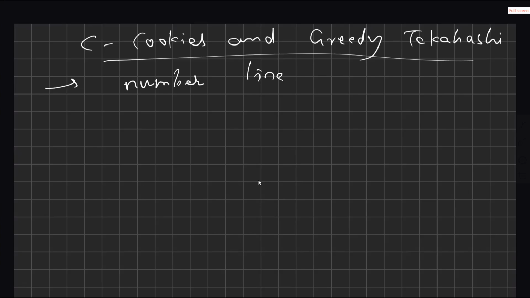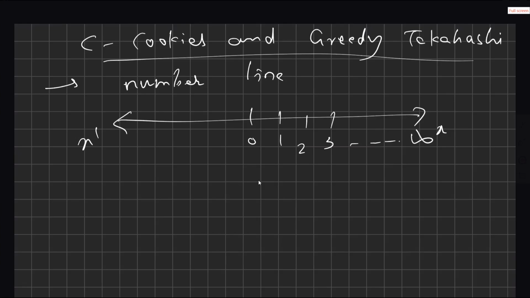I think everyone knows the number line from math. This is the positive x side, and this is x dash, the negative side. The numbering goes this way till infinity, and here the numbering goes minus 1, minus 2, minus 3 up to minus infinity. This is the number line, and Takahashi is initially at position 0.